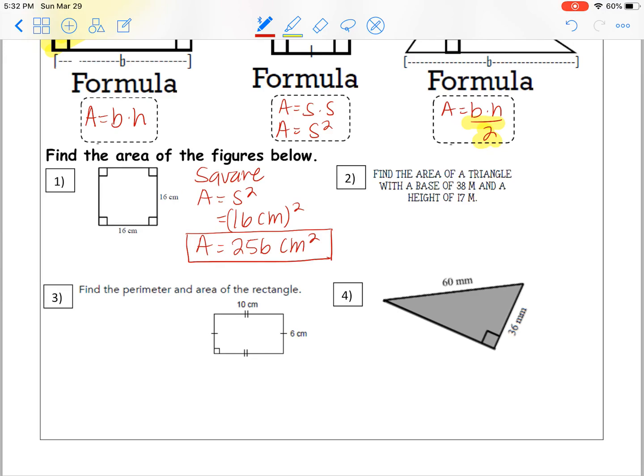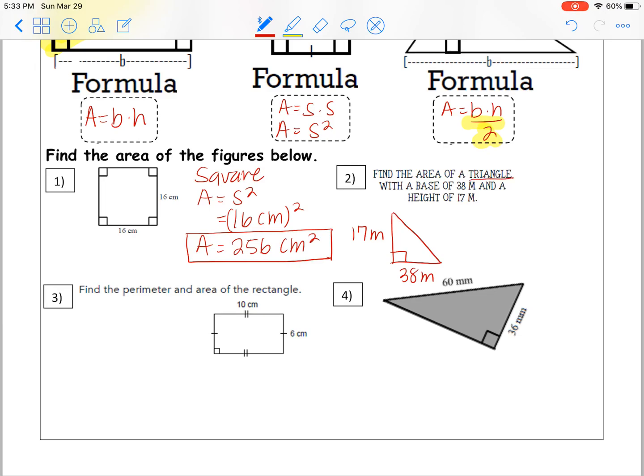Okay, second problem. Find the area of the triangle with a base of 38 meters and a height of 17 meters. Here we're not given the diagram, so it's super important in your geometry course to always draw your diagram. In this case, it says this is a triangle. I just drew the triangle, and they're telling me that the base of the triangle is 38 meters and the height is 17 meters. So once again, we know that the shape is a triangle. I already recall the shape.